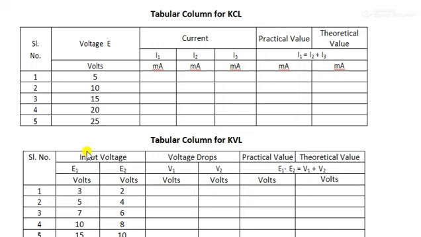Next we see the tabulation for KVL. Here the input voltages from 2 RPS are E1 and E2. Different voltages you can take, like 3, 2, 5, 4, and you have to see in the circuit what the V1 and V2 drops are in the voltmeters. That is called the V1 voltage drop. Finally, we evaluate the theoretical value first, and then you use the practical values in this column, and you compare these two, practical and theoretical values, right?